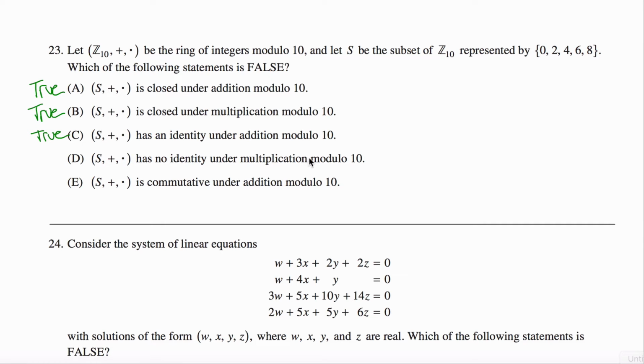Has no identity element under multiplication. Yeah, that seems right, because identity element, you're thinking 1 probably, right? So yeah, that kind of seems like it might be a true statement. Turns out it's not. Turns out that's false. I'll get back to that in just a second.